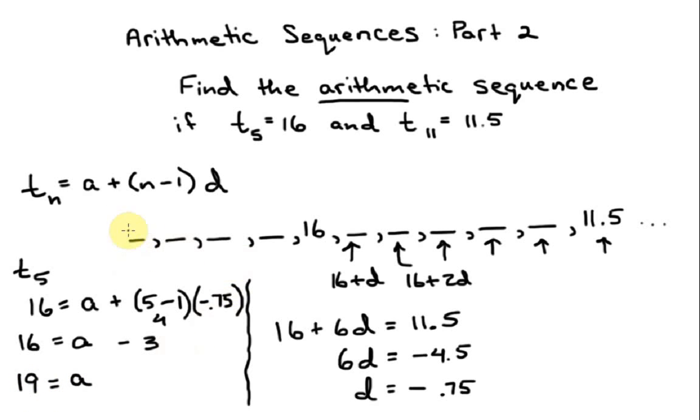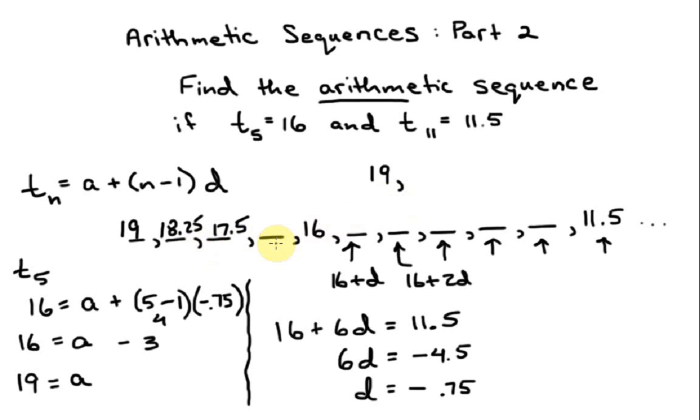So what have I got? Well, my first term is 19. And so if I'm going to add to that a common difference of negative 0.75, then my next term is going to be 18.25. And my third term, I'm going to add another negative 0.75, so that's 17.5, and so on.